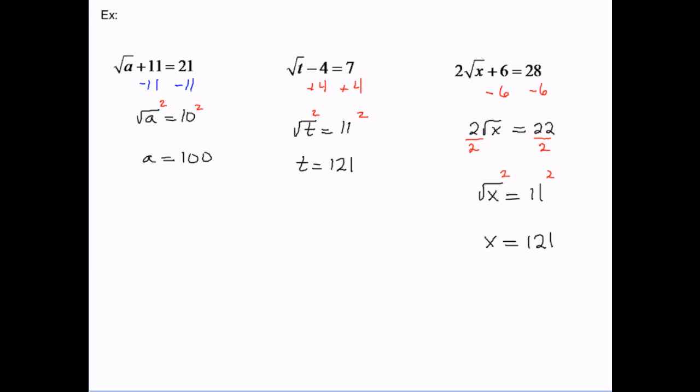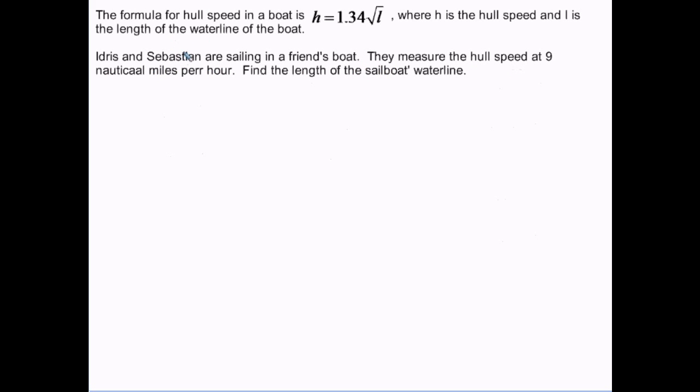We can use real-world applications of this. The formula for the hull speed of a boat is h is equal to 1.34 times the square root of L, where h is the hull speed and L is the length of the water line on the boat, and that's the part of the boat that's touching the water. So if you have a boat, it comes down and then the water. So it's this length under the water.